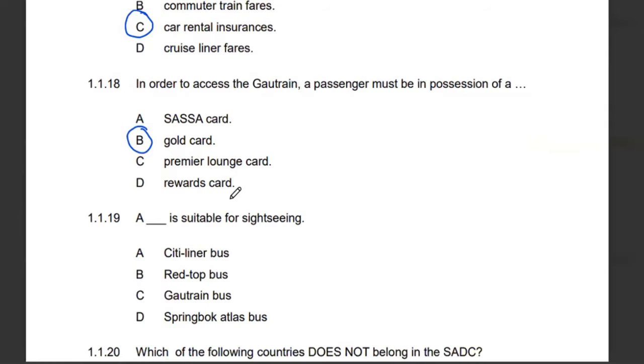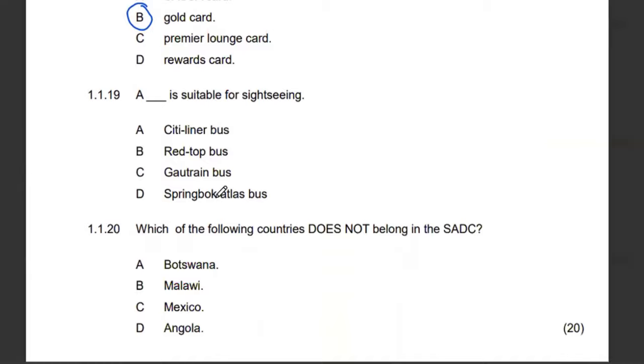1.1.19, is suitable for sightseeing. When you want to go for sightseeing, you can use a red top bus. A red top bus is the one which is suitable for sightseeing.